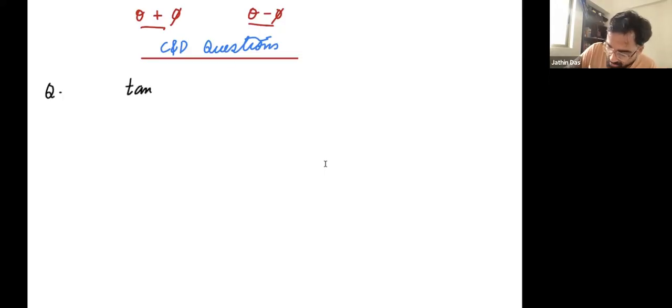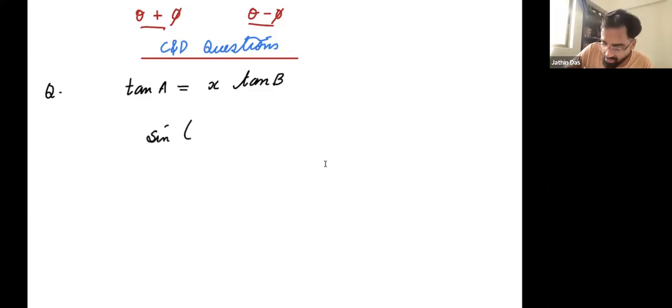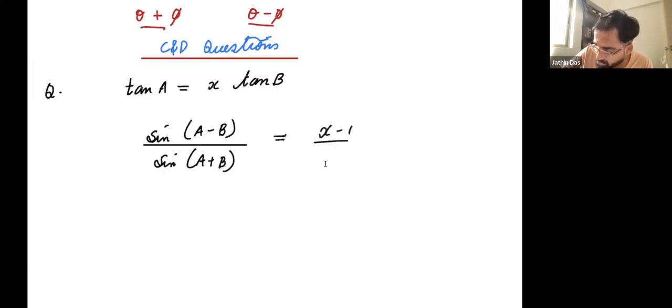If tan A is equal to x of tan B, then prove that sine A minus B by sine A plus B is equal to x minus 1 by x plus 1.